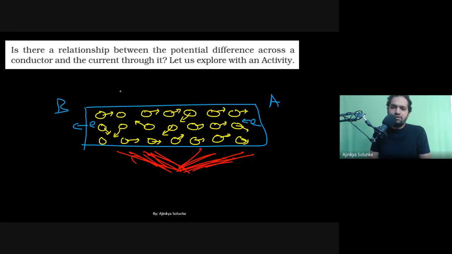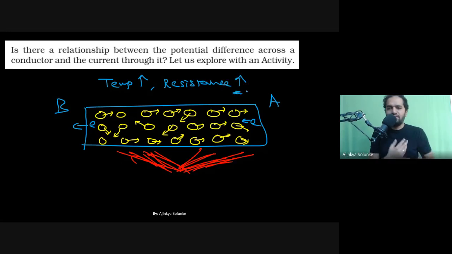So in short, if temperature increases, more obstruction is created, that means resistance will be more. If temperature increases, resistance increases, because atoms tend to move away from each other and they create more obstruction for the electrons. They try to stop it every way possible. Okay, good.